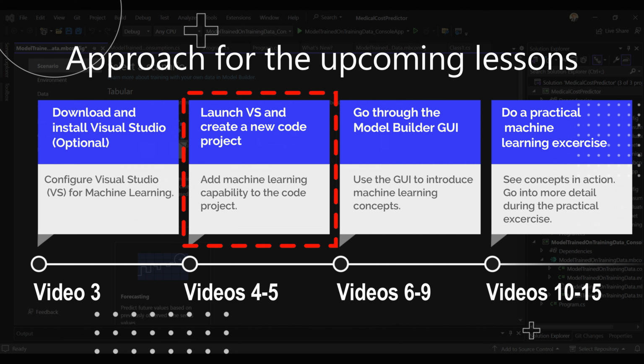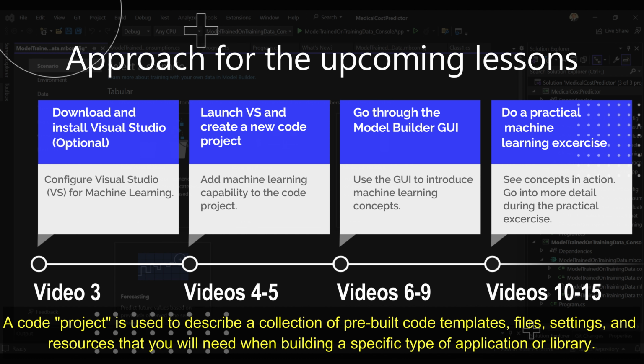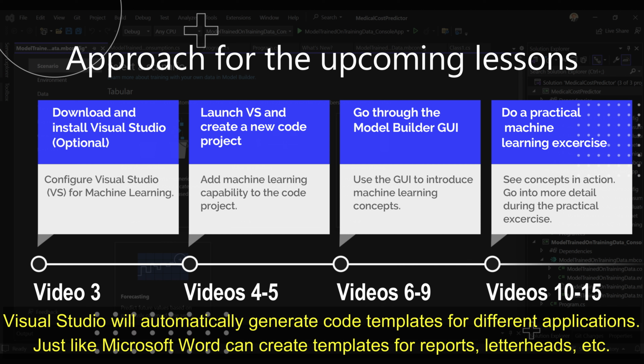Then we are going to launch Visual Studio and create a new code project. A code project is used to describe a collection of pre-built code templates, files, settings, and other resources that you will need when building a specific type of application. But don't worry, Visual Studio will automatically create code templates and resources for tons of different types of applications. It can create project templates for a mobile app, a Windows desktop app, or a web application, or even just a supporting library that can be used by other applications.